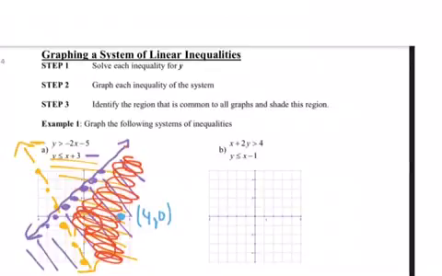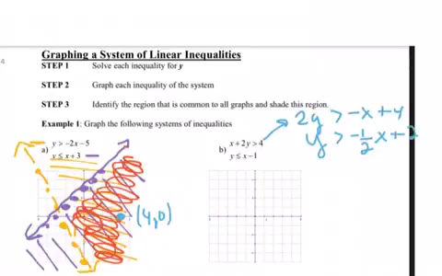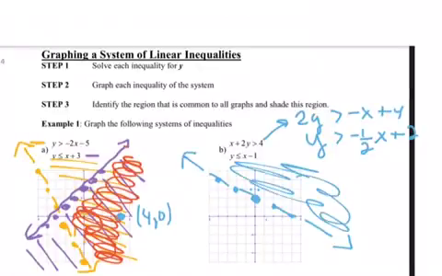Let's look at another one. Okay, the first one I'm going to solve for y first. So if I subtract x from both sides, I've got negative x plus 4, divide by 2. And I'm going to graph that, and it'll be a dotted line. I'm going to go down 1 to the right 2, and do that several times, and then I'm going to go up 1 and to the left 2. Dotted line, and it's y is greater than, so I'm going to shade above the line.